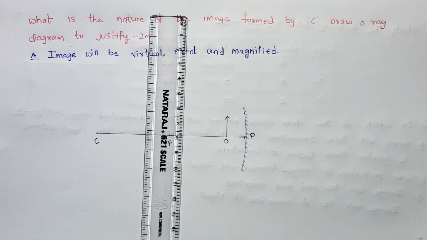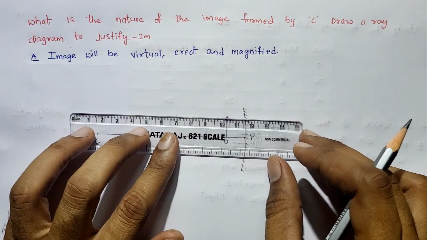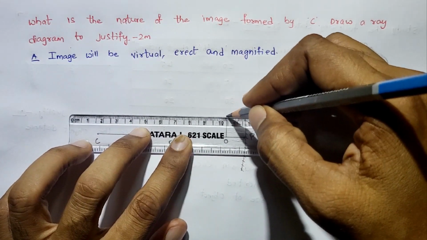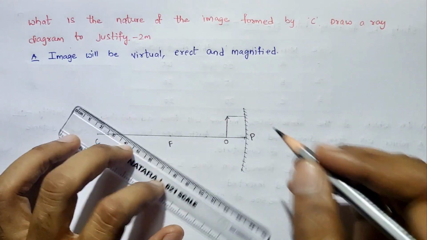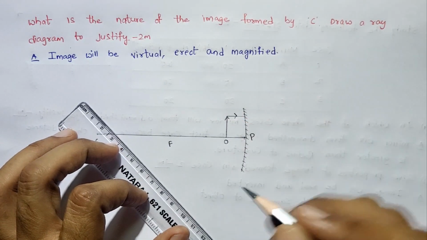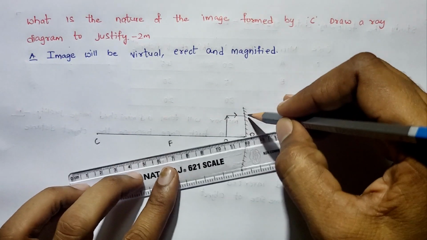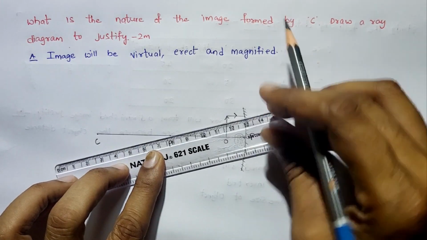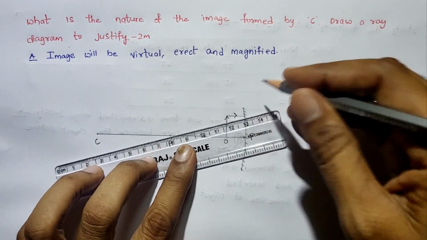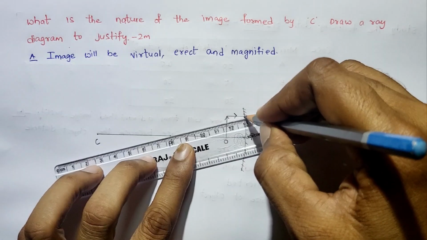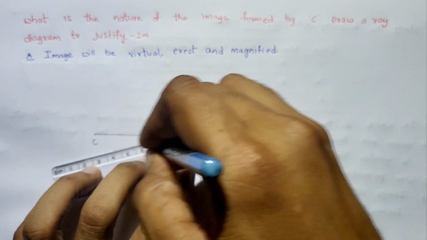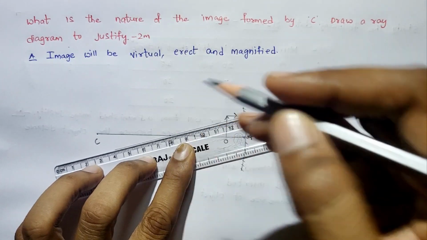What do we want? We want 2 light rays, correct? One light ray I'll take parallel to the principal axis. After reflection, how should it pass? After reflection, it should pass through focus. Yes, it is passing through focus. Make sure that these points are not going away, both are coinciding. So you draw the reflected light ray.